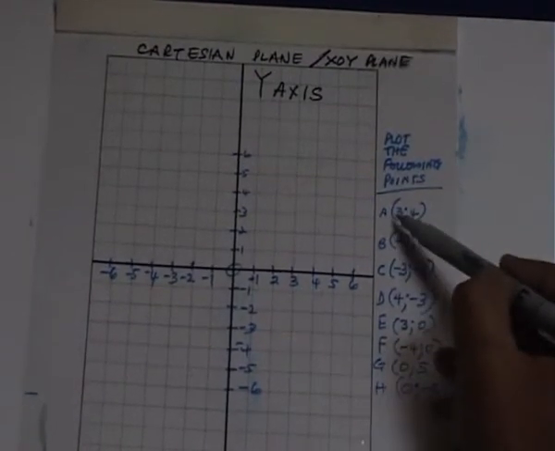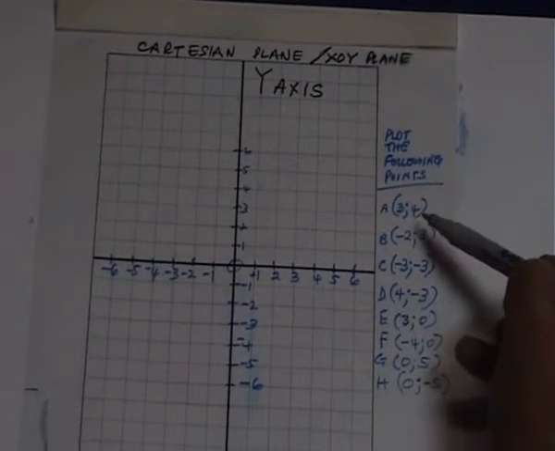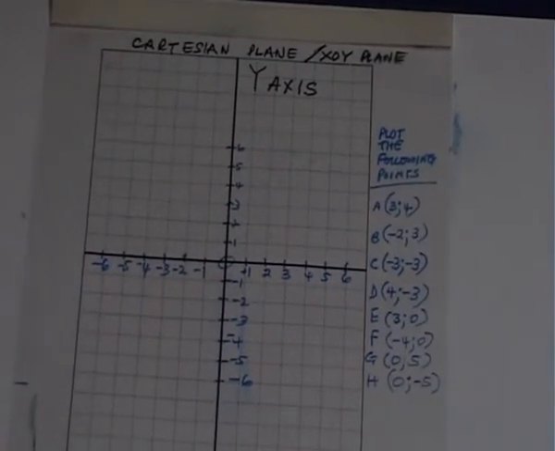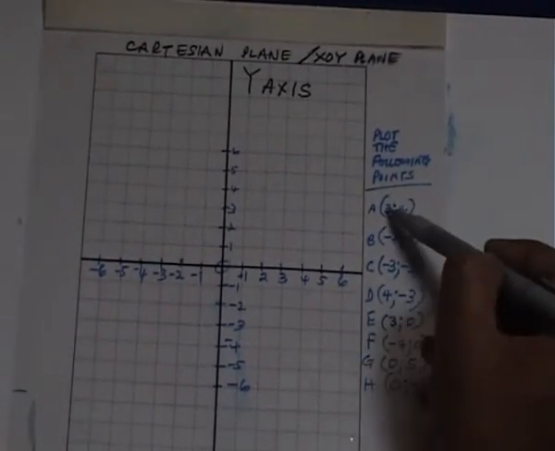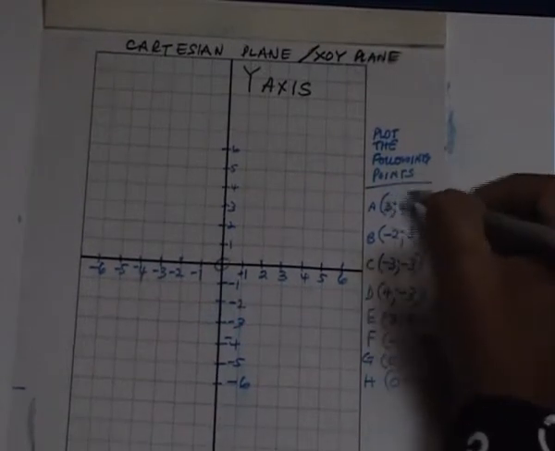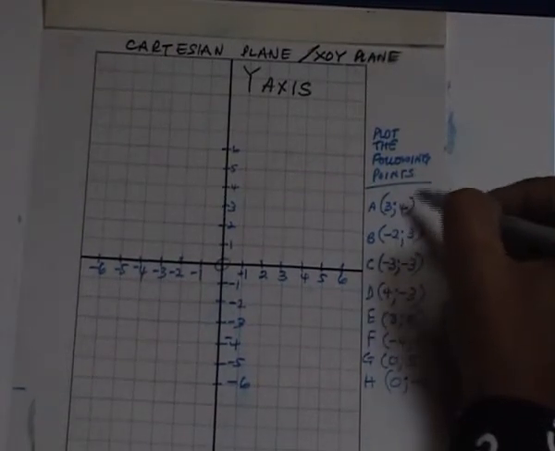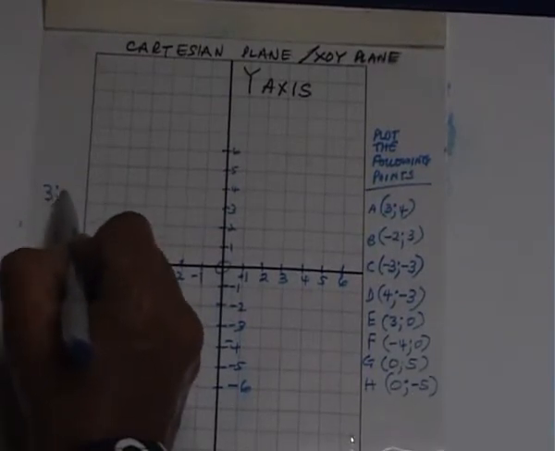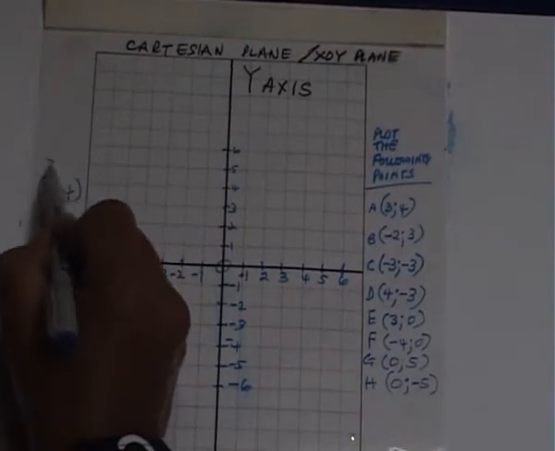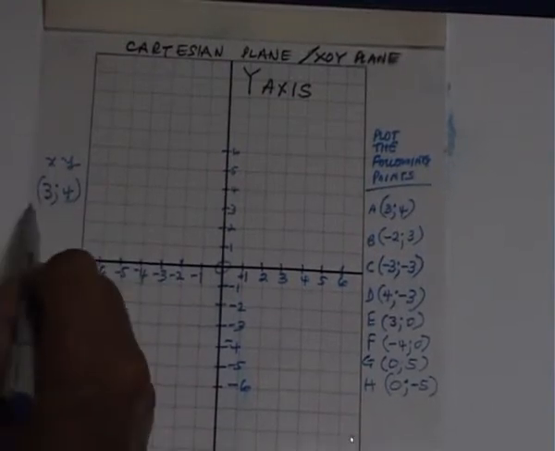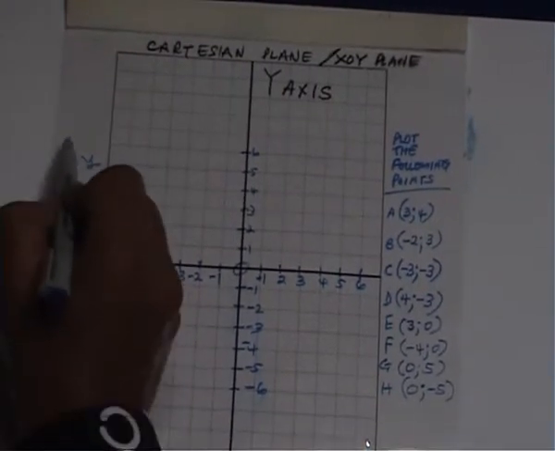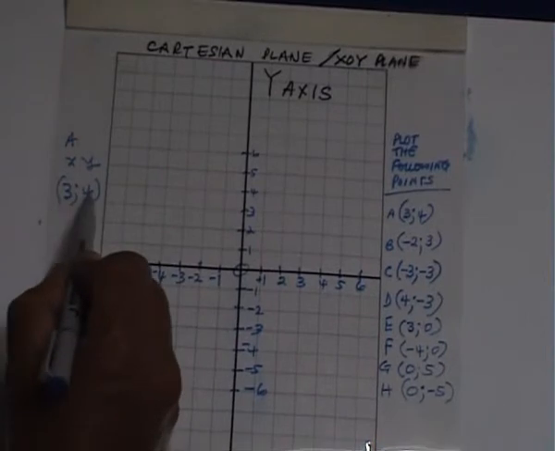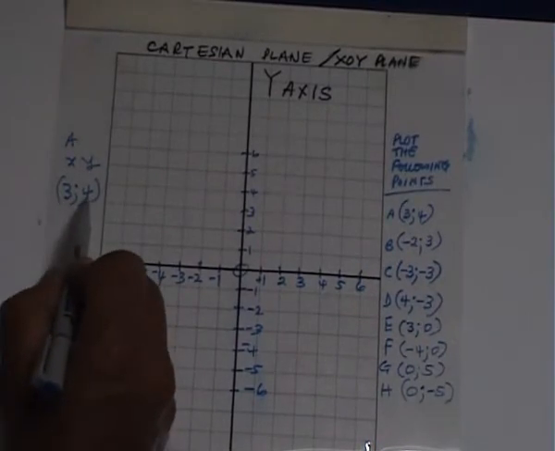Now say I want to plot the first one. If you're plotting A, 3, 4, the first thing you have to do is look for 3. Remember, it's an ordered pair. So let me write it this side: it is 3, 4. This is x and that's y. We're looking at point A, 3, 4. So x is 3, y is 4.